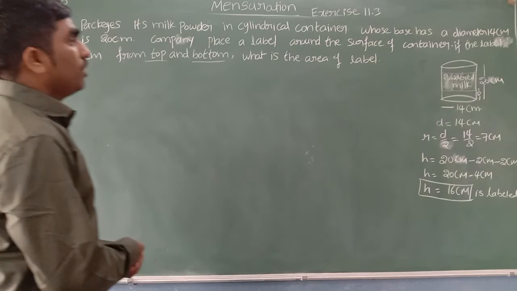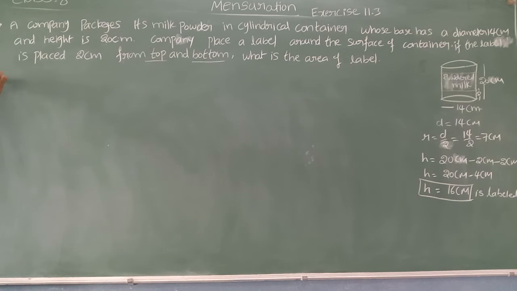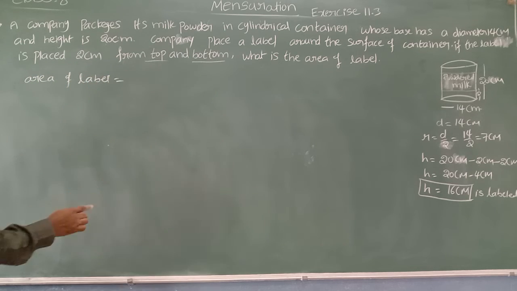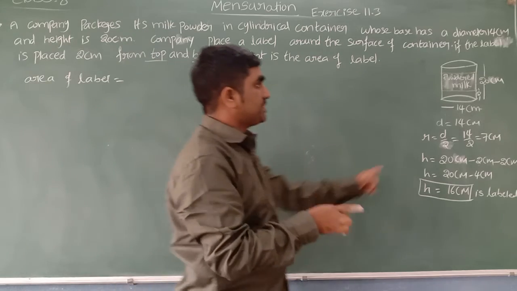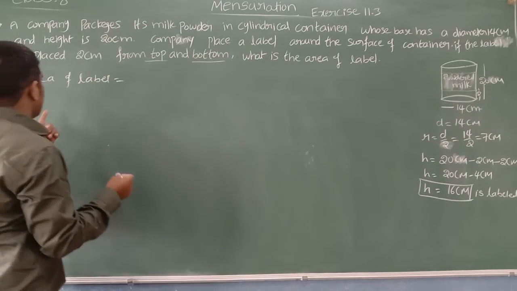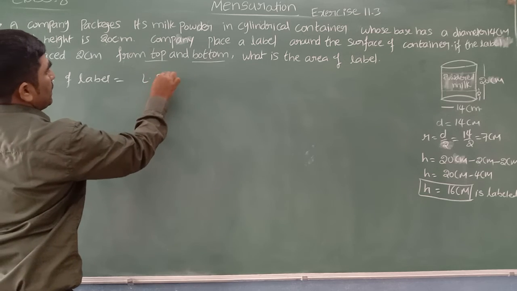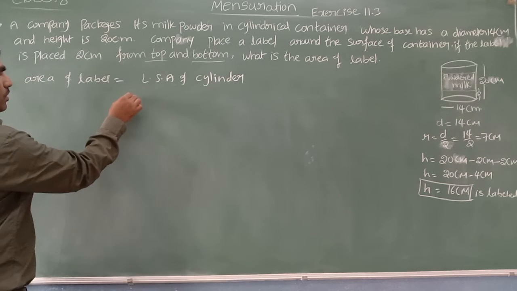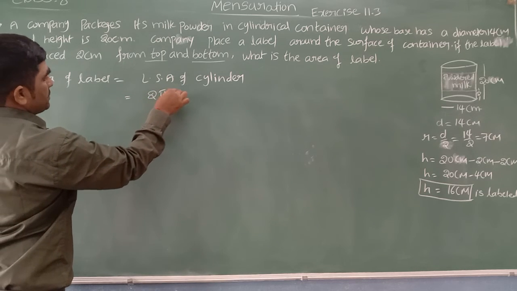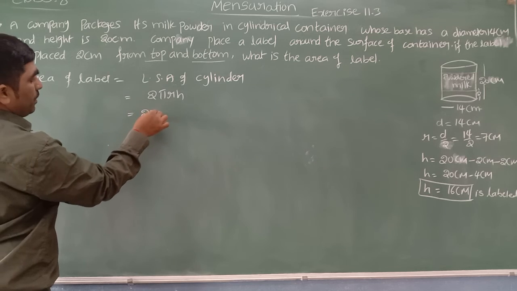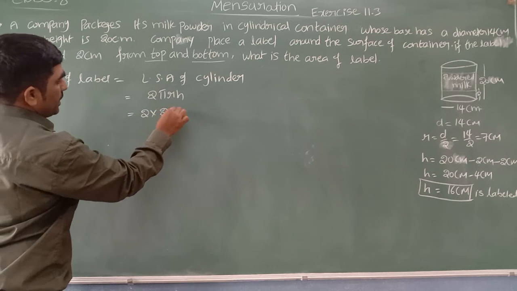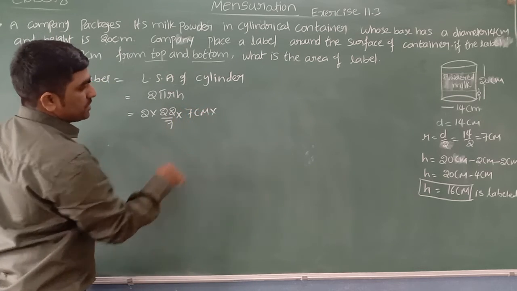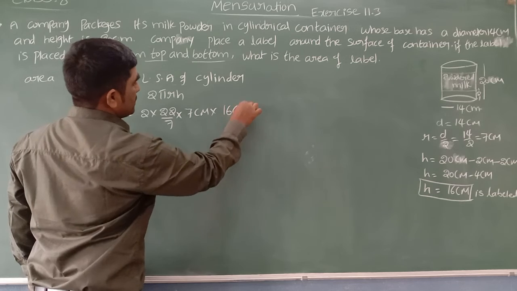Yes. Now we have to find the area of the label. See the solution. Area of label is equal to... it's enough to find LSA, because all the lateral faces are covered with the label. So to know the area of the label, it's enough to find LSA of cylinder. What is the formula? We have 2 pi RH. So 2 into the pi value 22 by 7, and the radius of the cylinder is 7 centimeters, into the height of the cylinder, 16 centimeters.